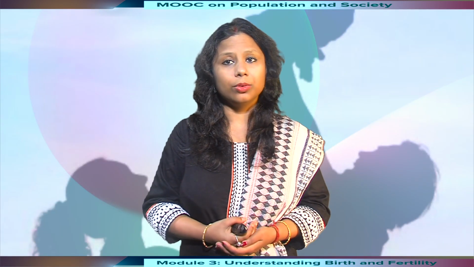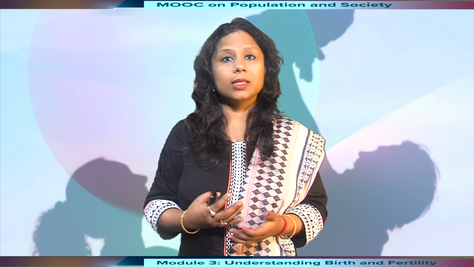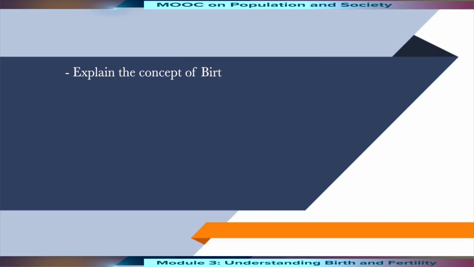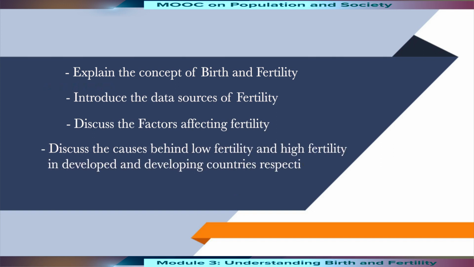In this module, that is module number 3, we shall be discussing the first determinant of the change in the size of population, that is fertility. The basic objective of this module is to explain the concept of birth and fertility, to introduce in brief the different data sources of fertility, discuss the factors affecting fertility, and to discuss the causes of low fertility in developed countries and the causes of higher fertility in developing countries.